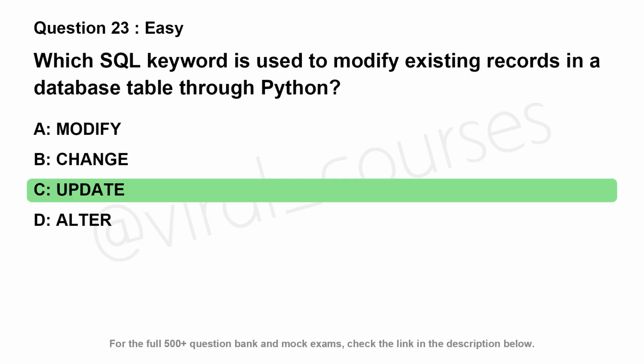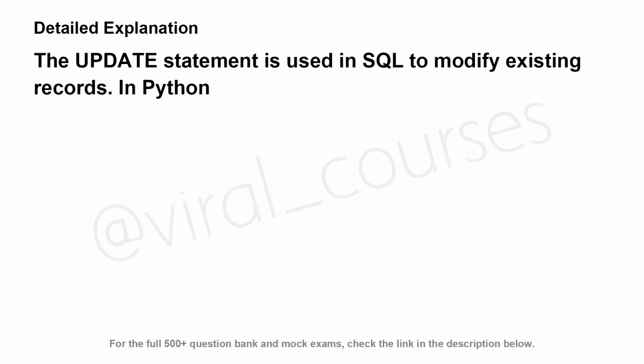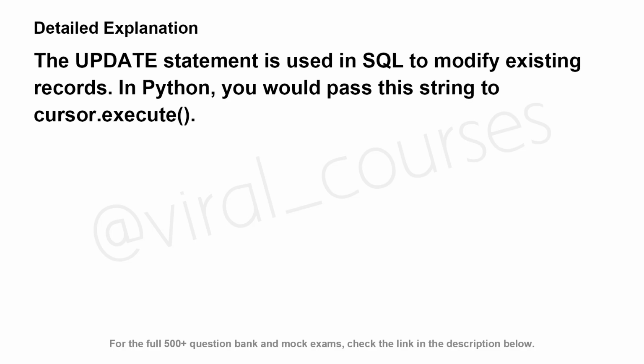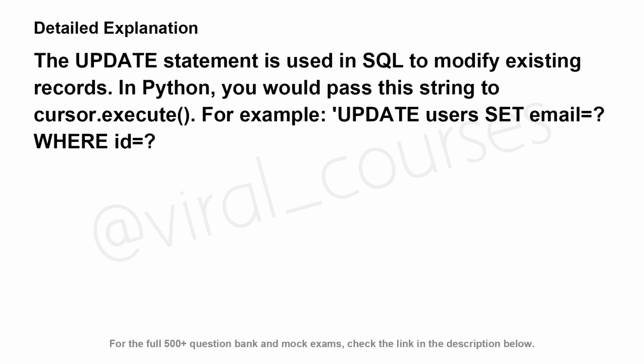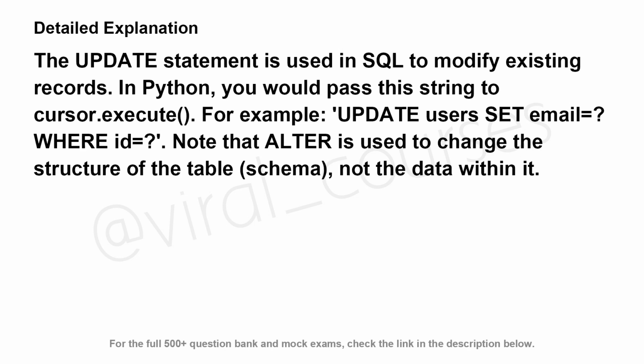The correct answer is C. The UPDATE statement is used in SQL to modify existing records. In Python, you would pass this string to cursor.execute(). For example, UPDATE users SET email = ? WHERE id = ?. Note that ALTER is used to change the structure of the table schema, not the data within it.